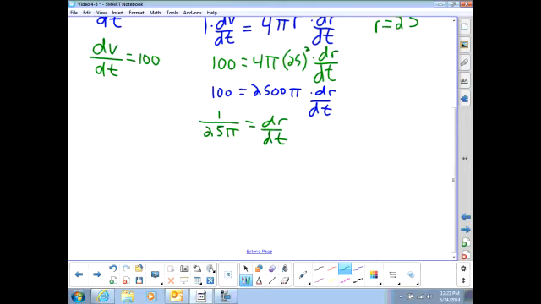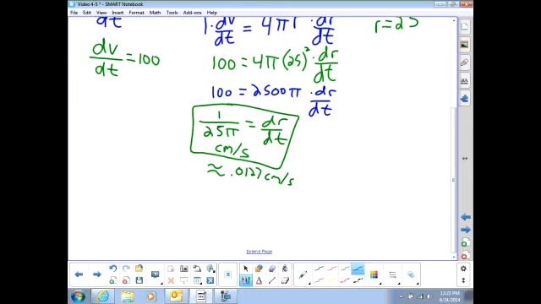Now our units, our volume was in centimeters cubed per second, so radius is a one-dimensional unit, so this should be centimeters per second that we are working with. And if you punch that in, that would be roughly 0.0127 centimeters per second. And what we just found is, at the instant the radius is 25, the rate that it was changing at. Okay, the rate of change of the radius.